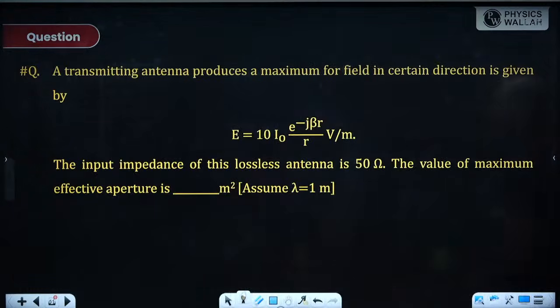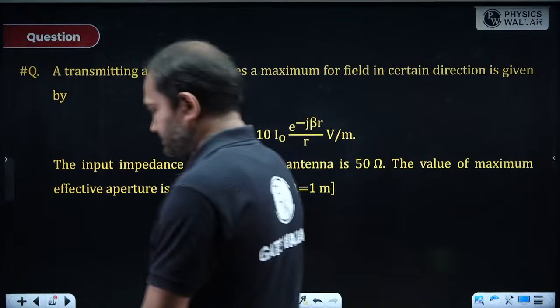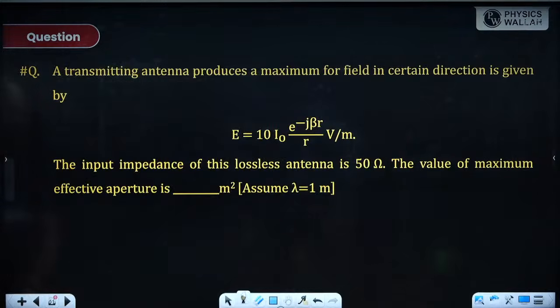Then we have a transmitter that produces a maximum field in a certain direction. Electric field is given. Input impedance of this lossless transmission line is 50. They are asking the maximum value of the effective aperture area.